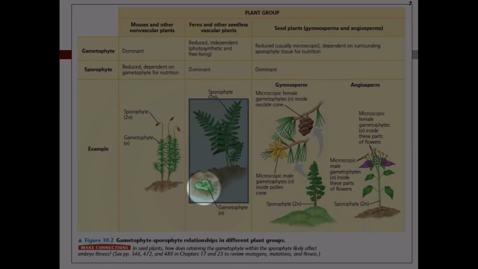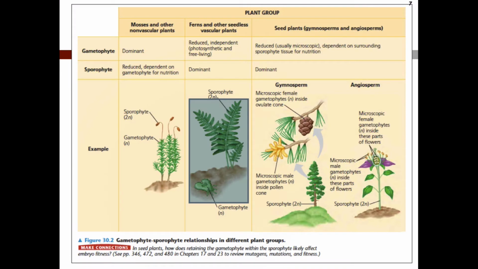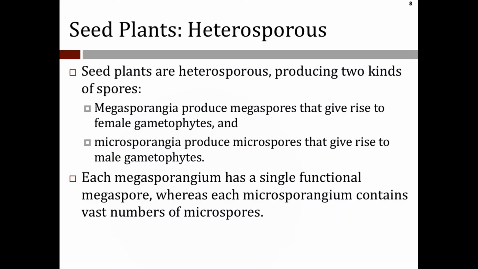Here, of course, are the ferns and their allies, the seedless vascular plants. I spoke to the seed plants being heterosporous, that requirement for producing what we call seeds. The megasporangium produces megaspores to give rise to the female gametophyte, as opposed to the microsporangium producing microspores to give rise to the male gametophyte. There will only be one functional megaspore, whereas there will be many, many functional microspores. I'll get back to that later on.